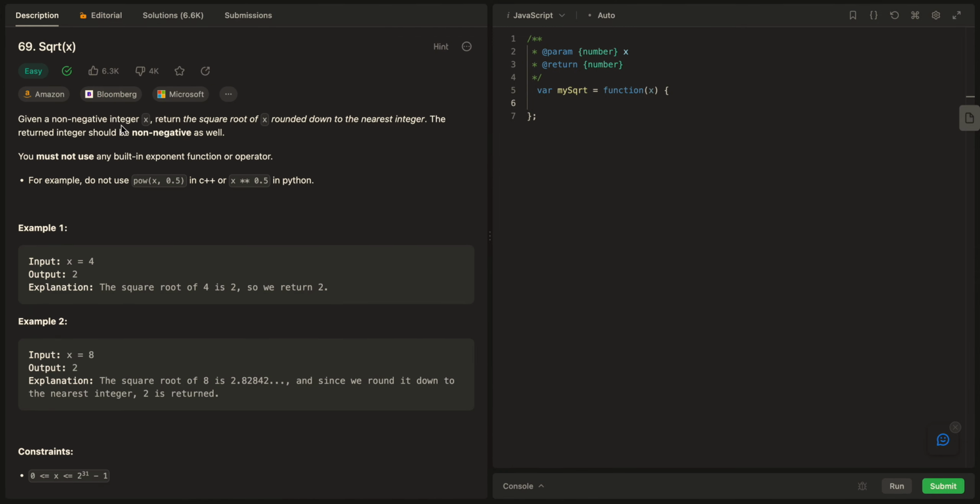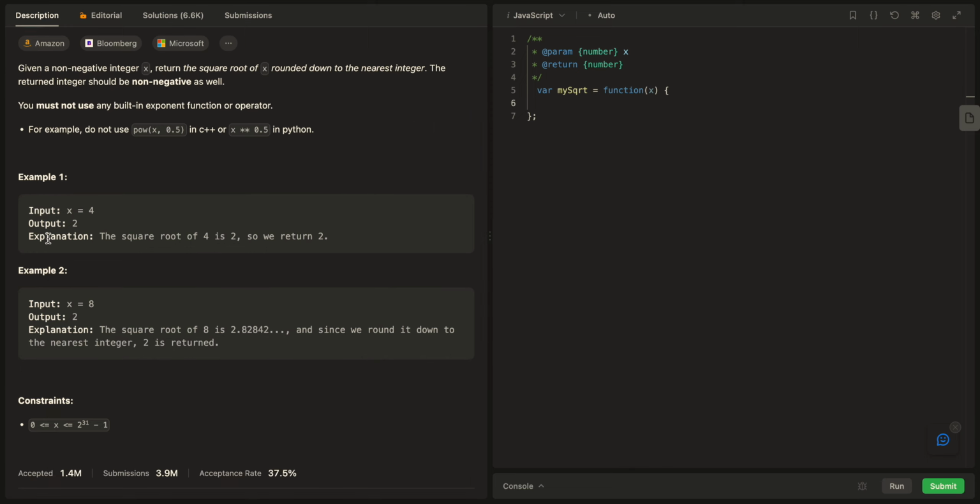Today we have this problem. Given a non-negative integer x, return the square root of x rounded down to the nearest integer. The returned integer should be non-negative, and you must not use any built-in exponent functions or operators. For example, do not use pow in C++. I guess also in JavaScript we can't use it. And yeah, this is it basically.